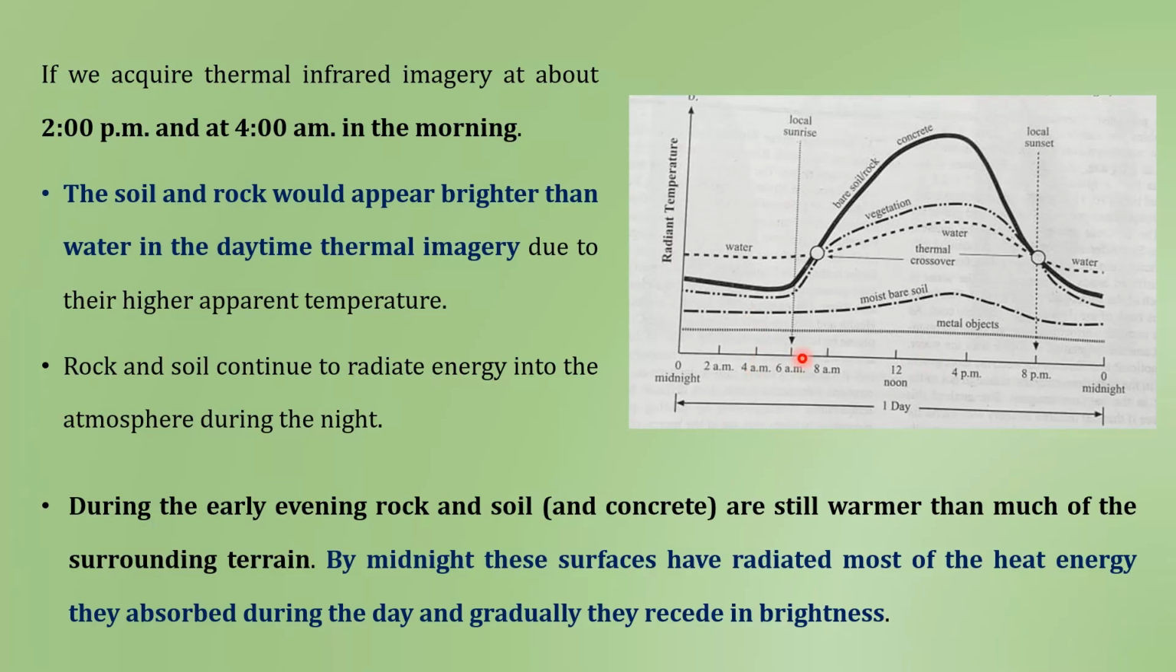in the morning. So, in the daytime thermal imagery, as the apparent temperature of the bare soil or rock is much higher in comparison to the water, they will appear brighter. And during the early evening, this bare soil, rock, or concrete is still warmer in comparison to the surrounding terrain. But as these features continue to radiate energy into the atmosphere during the night, their apparent temperature becomes less in comparison to the water. So in the nighttime imagery, they will appear darker in comparison to the water.